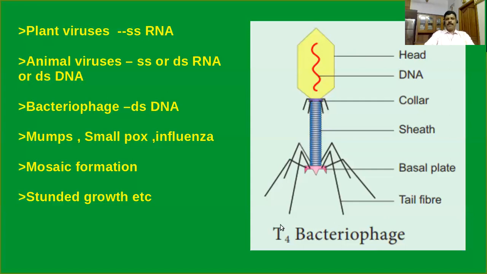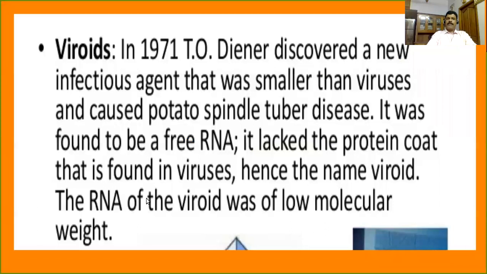Most of the viruses are infectious, meaning they can cause diseases in both plants and animals. Some diseases in animals are mumps, smallpox, influenza, etc. Some plant diseases are mosaic formation, stunted growth, etc. Okay, this is something about the virus.